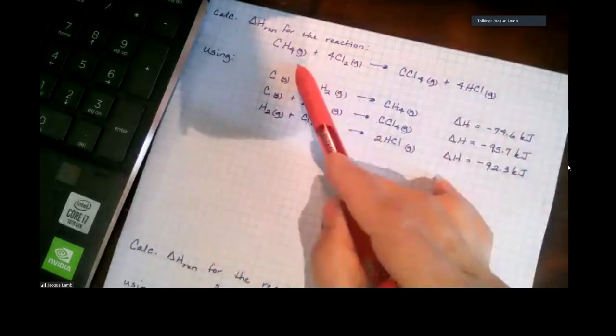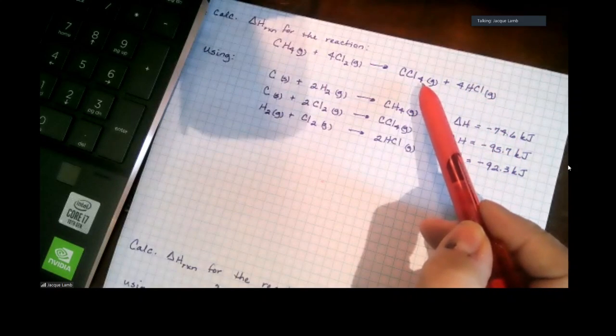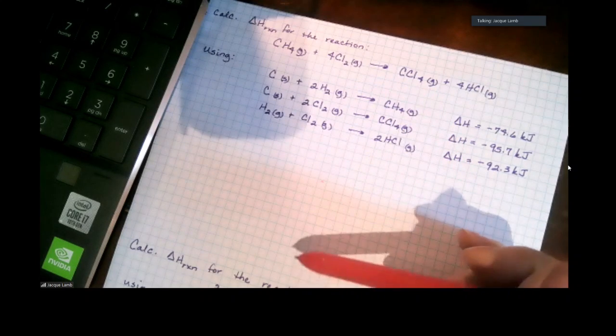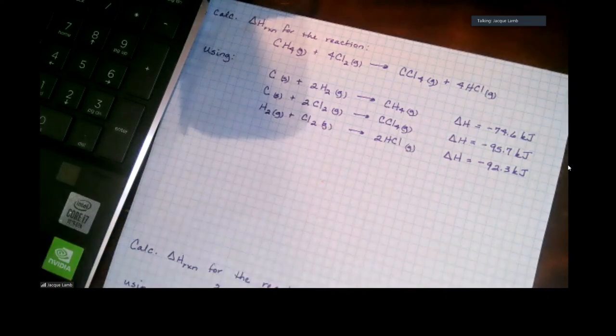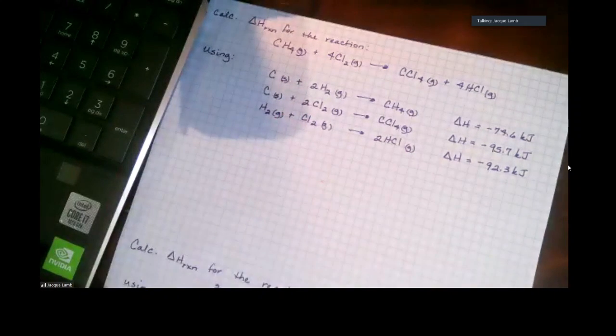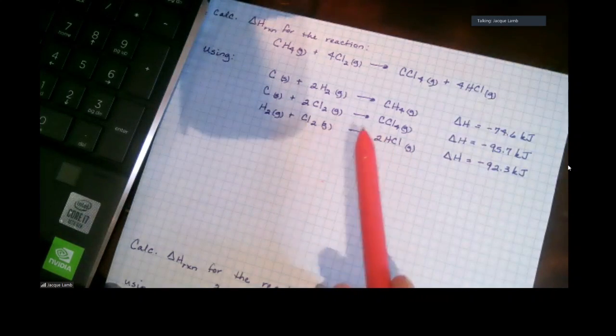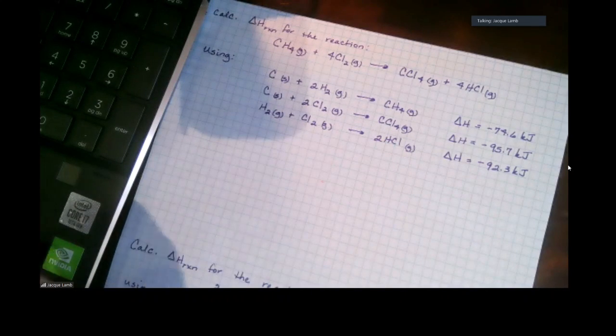I will point out to you that the states are important because some of these will have different states. Water sometimes can be listed as a gas or as a liquid. It matters because the enthalpy is different. So we're going to use these three equations. And I told you that what I tend to do is look at what the products are and start with that. You don't have to, but that's one of the things that I do. Or I start with an obvious reactant.